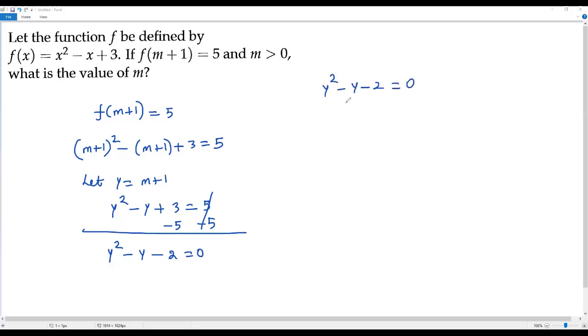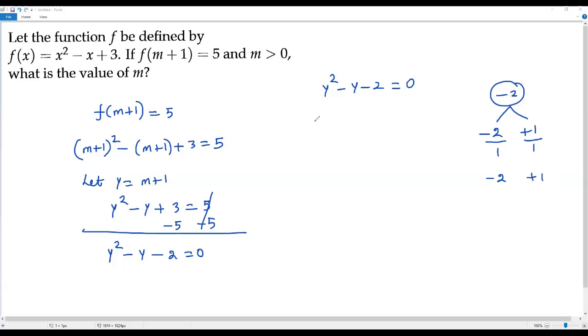Now I think we can solve this quadratic equation by factoring. For that, I multiply the constant −2 by the coefficient of y², that is 1. 1 times −2 is just −2. Now I have to find two factors of −2 whose sum equals the coefficient of y, that is −1. I think −2 and +1 will work. When I multiply them, I get −2, and when I add them, I get −1. Now I divide both factors by the coefficient of y², that is 1, and still get −2 and +1.